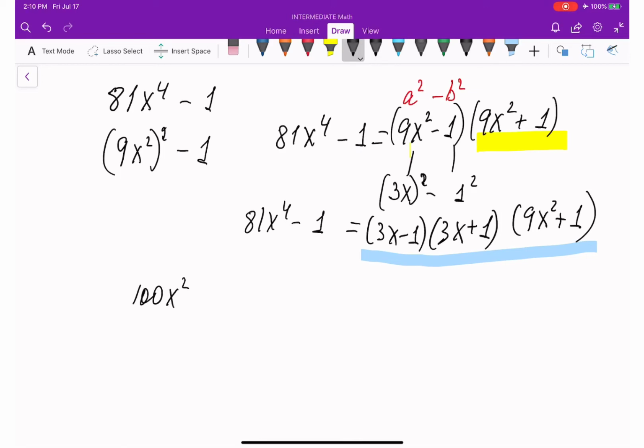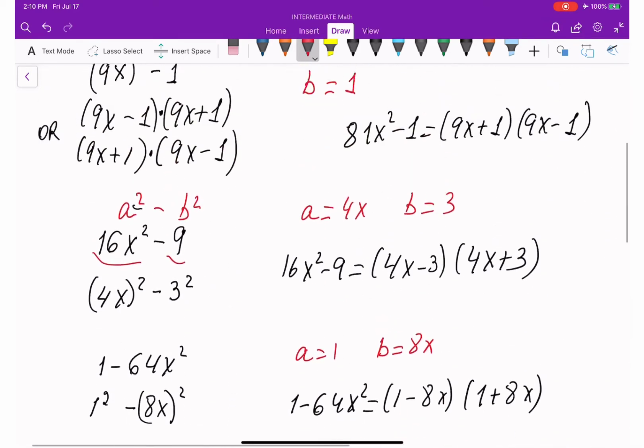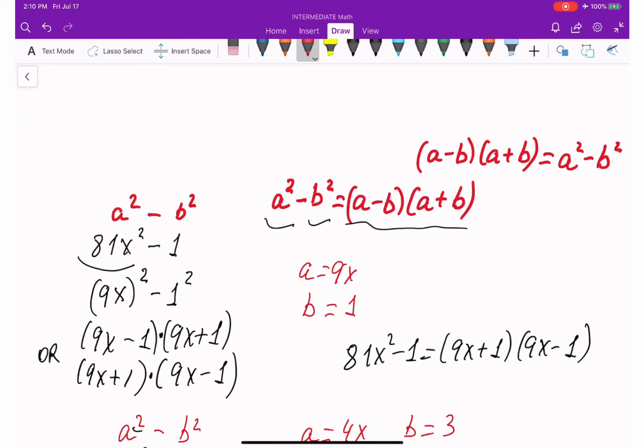100x squared plus 1. Now I see how some of you are jumping to break down 10x minus 1, 10x plus 1. Let me tell you, wrong. Because we do not have a formula for the addition version. Remember, we have a formula only for subtraction. There is no formula for the addition version. Okay?